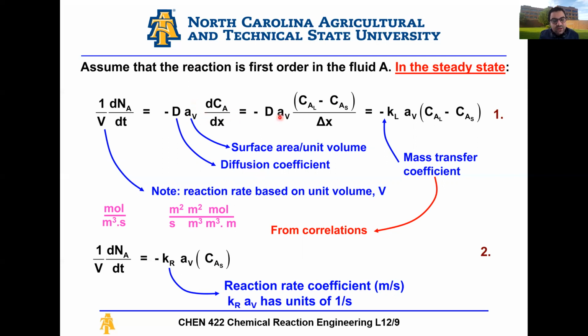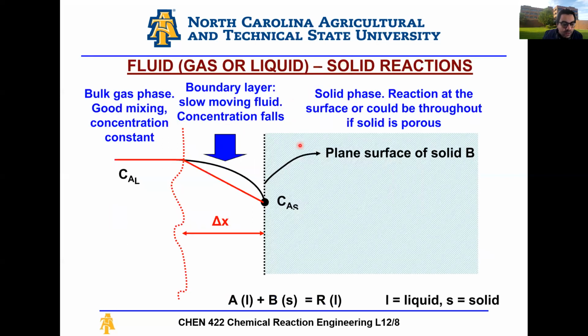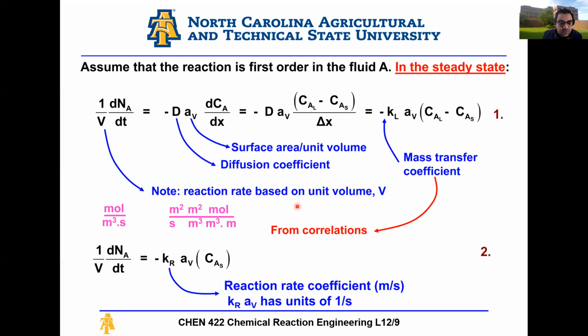And if I expand this equation, so if I write minus D AV, and then instead of dCA by dx, I write CA in the liquid minus CA on the surface. So this is my bulk concentration, and this is my concentration at the surface, divided by delta x. And then if I divide my diffusion coefficient by delta x, I get my mass transfer coefficient, okay?